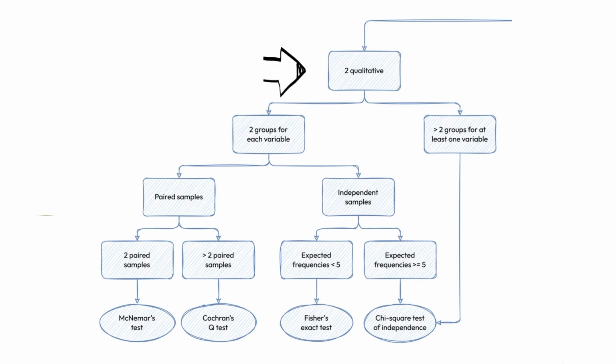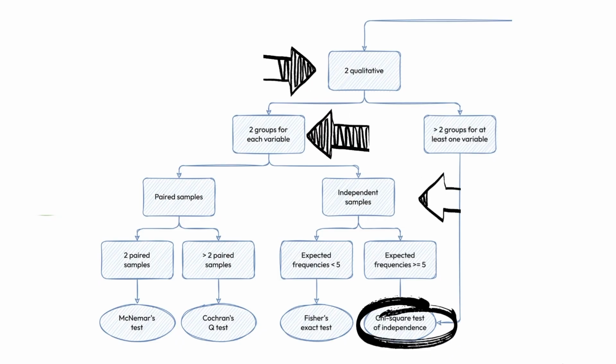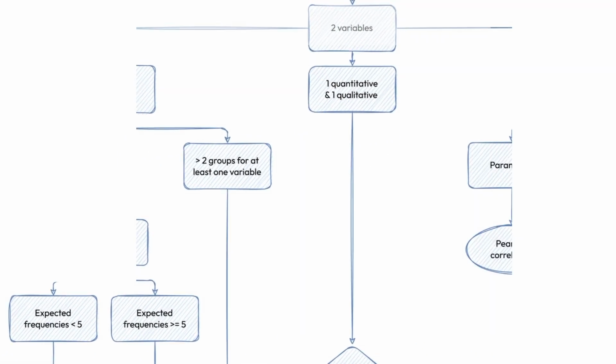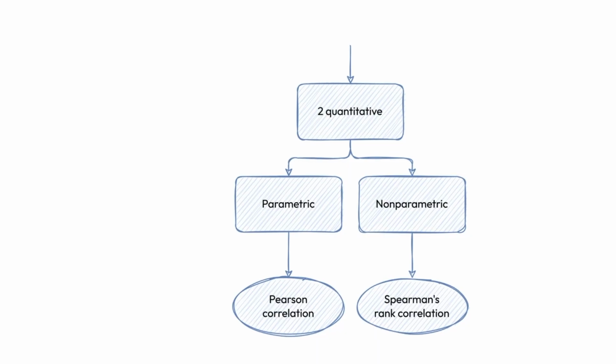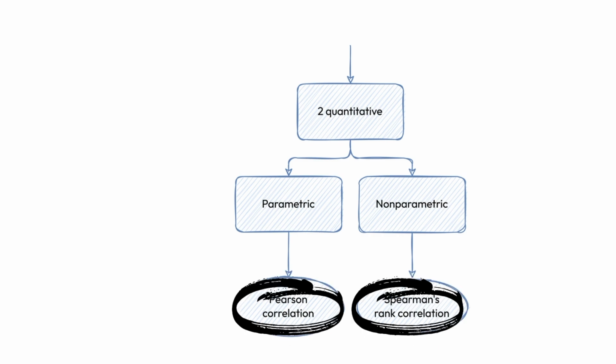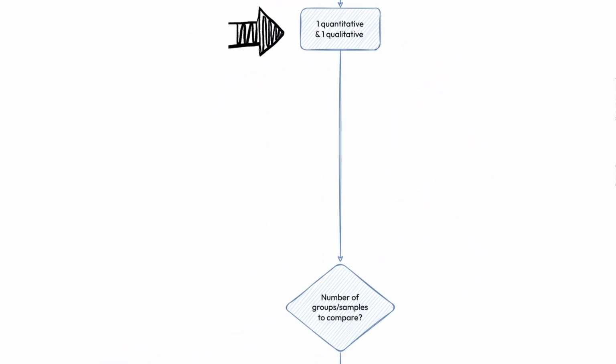Or maybe you want to know if sleep quality, rated as good or poor, is associated with class year, like freshman, sophomore, junior, or senior. That's a chi-square test of independence. If your expected counts are tiny, you would use Fisher's exact test. Now, if both of your variables are continuous, like hippocampal volume and memory scores, a correlation would tell you whether these variables are associated.